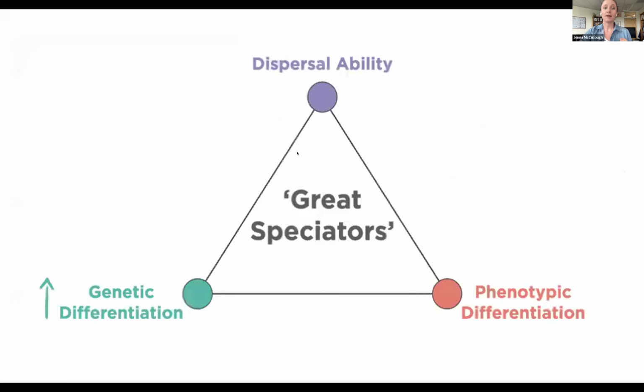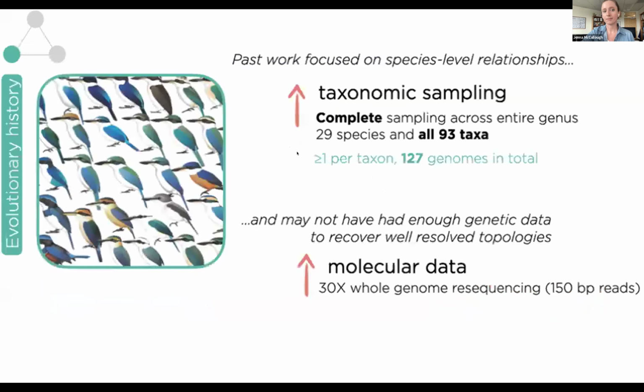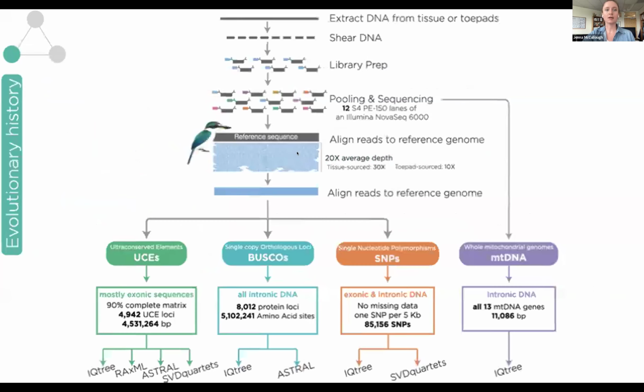Theory predicts that island populations of a great speciator will be genetically and phenotypically differentiated and walk a fine line of intermediate dispersal ability. For this project, we did moderate coverage whole genome resequencing for all named taxonomic diversity across Todiramphus kingfishers. The genus has 29 species, but there are 93 phenotypically distinct taxa comprised in multiple polytypic species complexes. From these data, we extracted 4 types of molecular markers. These datasets varied in the total amount of data from 13 mitochondrial genes and 11,000 base pairs to over 8,000 protein coding genes with 5 million amino acid sites.